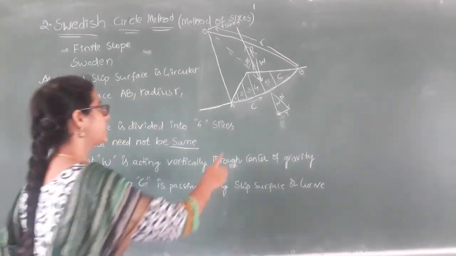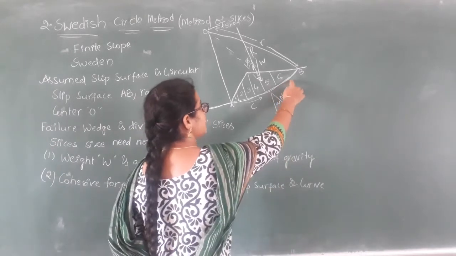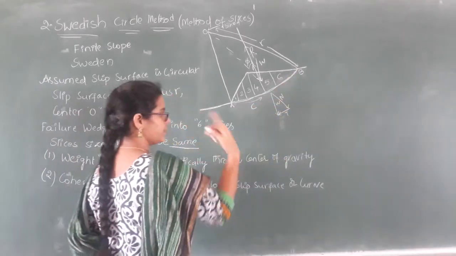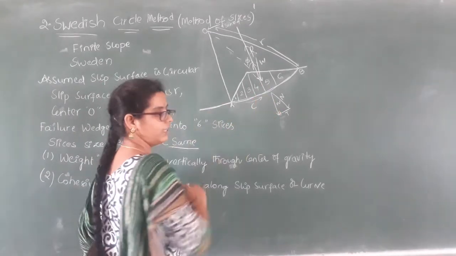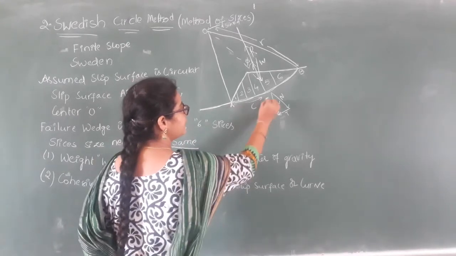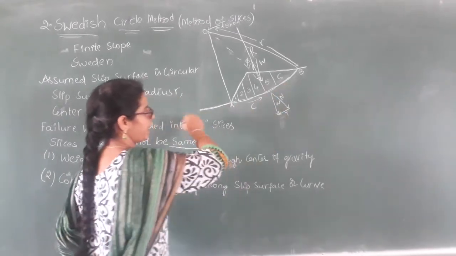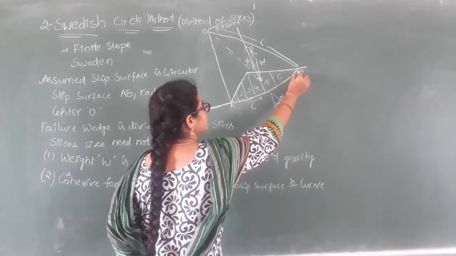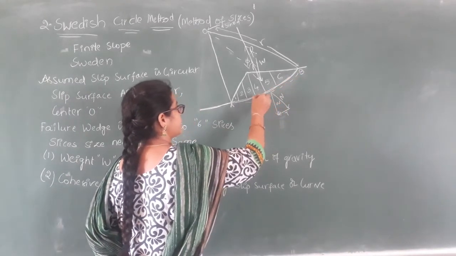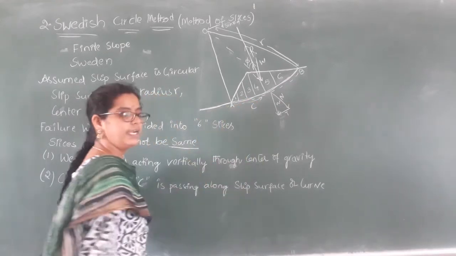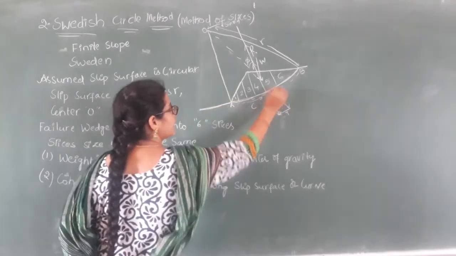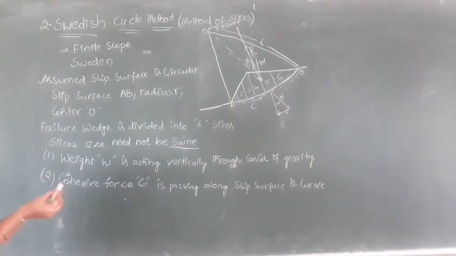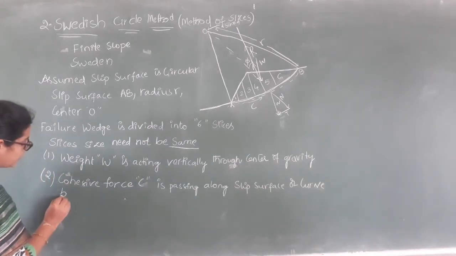And how is it acting? It is acting opposite to the failure. So we say cohesive force is a resistive force. It is obstructing the failure of the slope. We are assuming the failure is happening in this direction, and the cohesive force is acting in the opposite direction, along the slip surface or the curve.